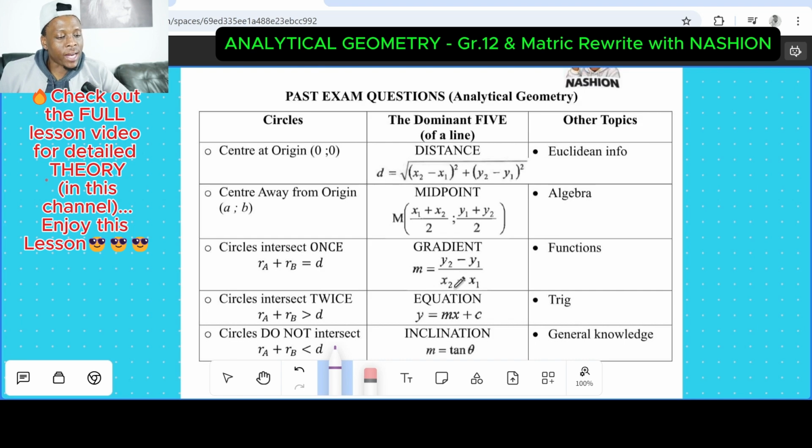Let's categorize the questions into 3 groups. The first group, the questions will be about circles. Second group, the dominant 5. Third group of questions, application of other topics.